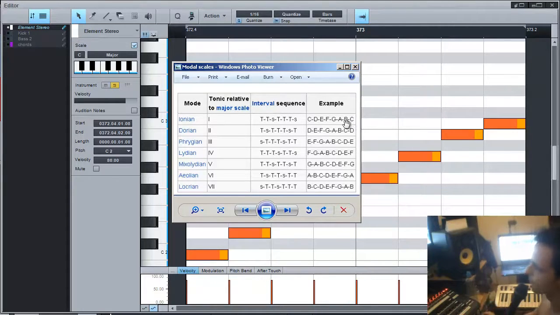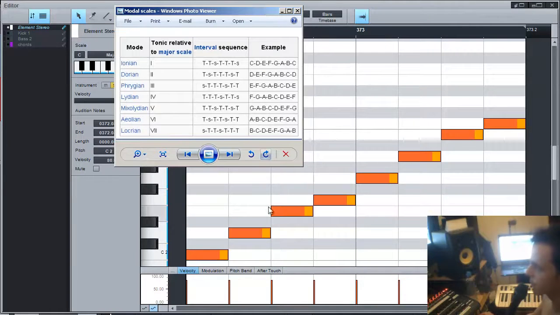Now, when we get to the Dorian mode, the Dorian mode is relative to the second degree of the major scale. So the second degree of the major scale, it's D, right? So this is the first, second, third, fourth, fifth degree, okay? You got that, right? So we got the same here on this graphic. First, the second, Dorian mode. The third is the Phrygian mode.